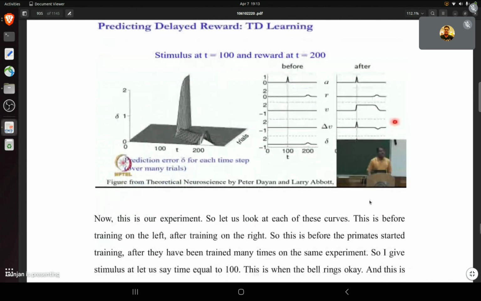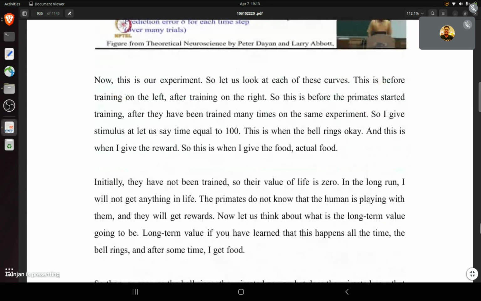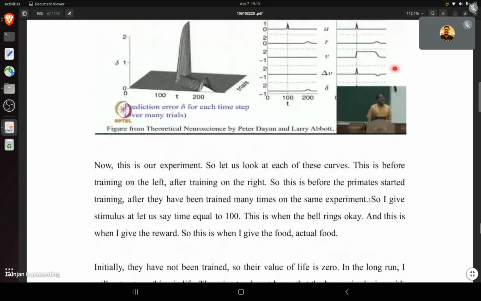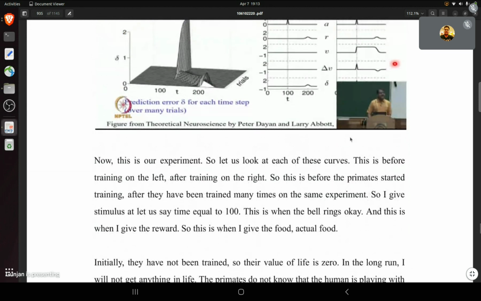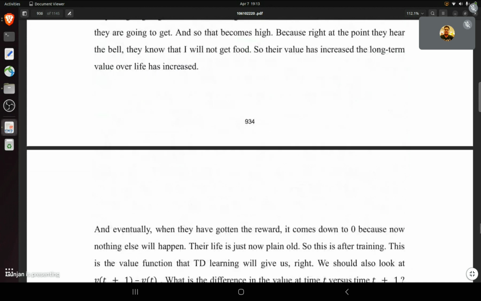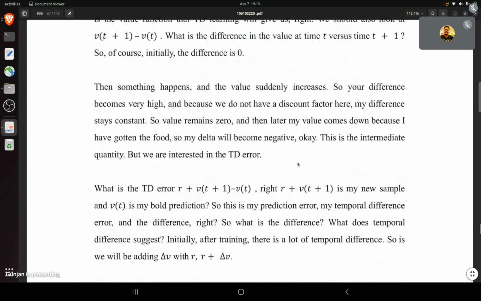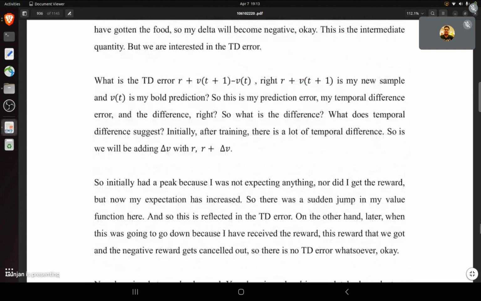I think A is the action, like the moment when the bell rings. And R is the reward, the food. The professor has also stated it: when the bell rings, that is the action, and R is the food, the reward in terms of food.